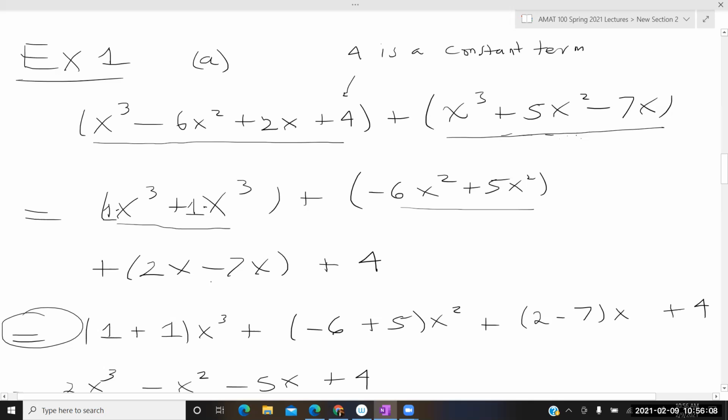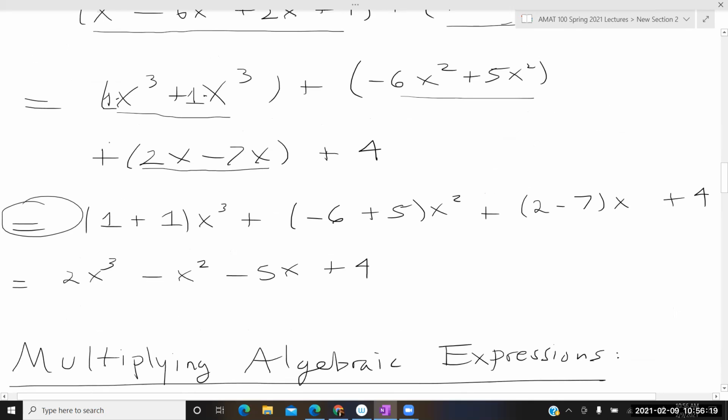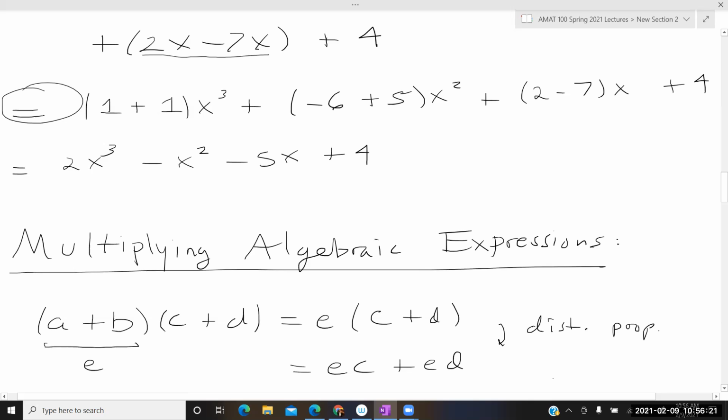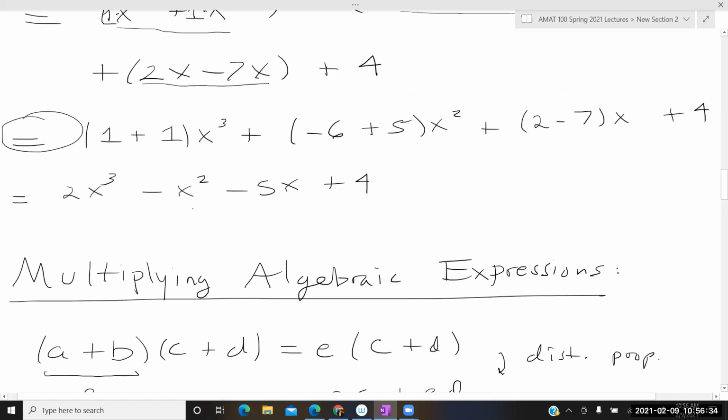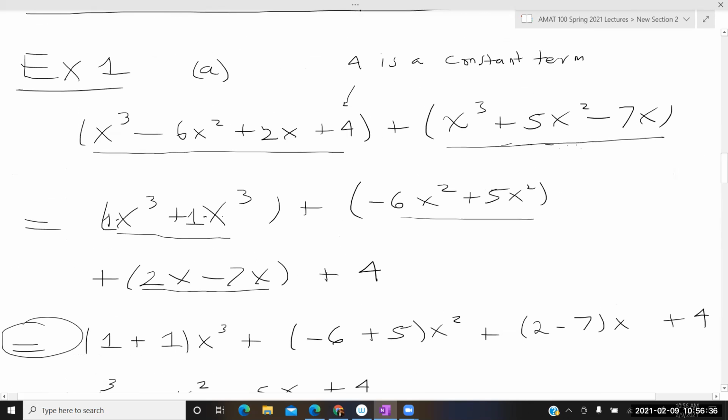So we have 2x minus 7x together. Then the polynomial on the left has a constant term, but the polynomial on the right doesn't, so we just put the 4 by itself. I circled this because this step isn't strictly necessary, but I'm illustrating the fact that we're using distributive properties and factorization properties of real numbers because x represents a real number. So we can factor out the x right here.